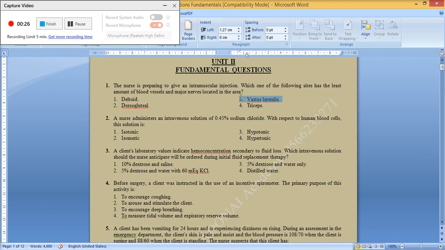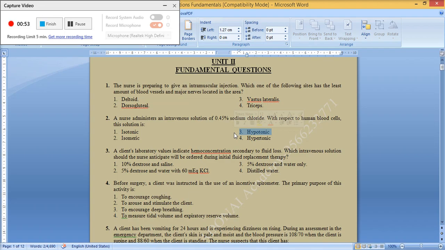Vastus lateralis. 2. A nurse administers an intravenous solution of 0.45% sodium chloride. With respect to human blood cells, this solution is 1. Isotonic, 2. Isomeric, 3. Hypotonic, 4. Hypertonic. Answer 3. Hypotonic. 3. A client's laboratory values indicate hemoconcentration secondary to fluid loss.